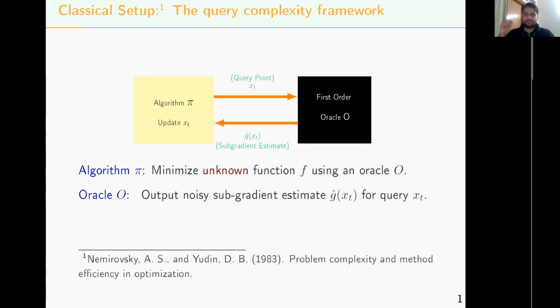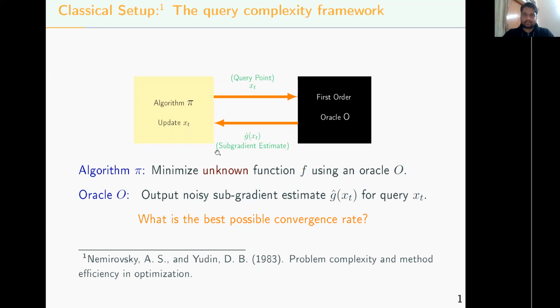The algorithm queries the first order oracle at some point xt at iteration t. Upon receiving this query, the oracle gives back a gradient estimate to the algorithm, and the algorithm updates its point xt. The typical question we are interested in is, for a class of functions and some noise assumptions on the oracle, what is the best possible convergence rate you can get, and which is the algorithm which gets you that convergence rate. So this is the classical setup.